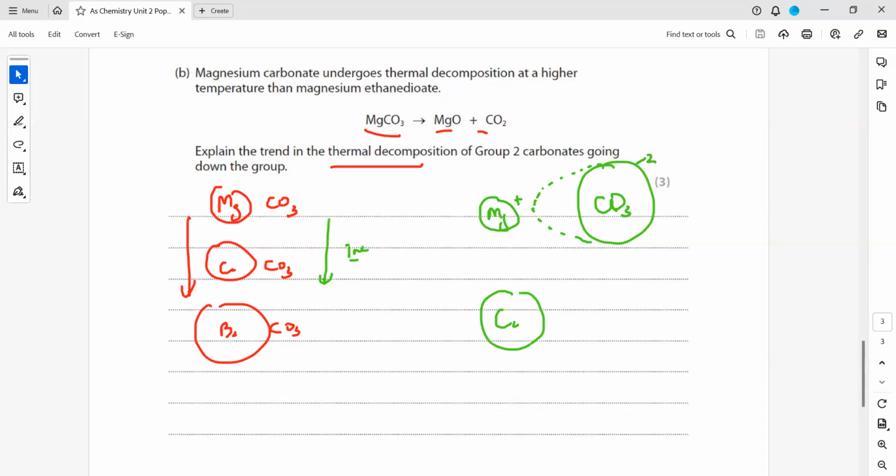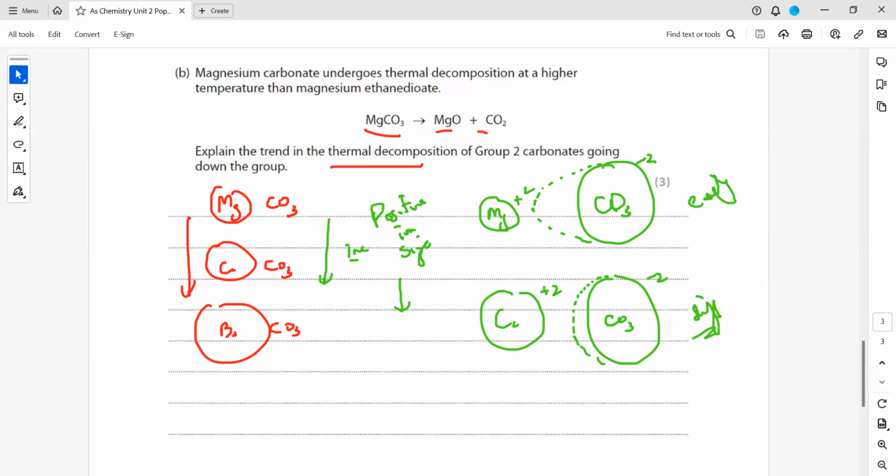But as the size of the positive ion increases, what will happen? The distortion will be less. So as we go down the group, the size of the cation increases. As the positive ion size increases, the distortion to the negative ion will be less. At the top, there will be greater distortion, but at the bottom, less distortion. As a result of greater distortion, it can easily decompose. Where there is small distortion, it will be difficult to decompose. So more polarization, easy to decompose; less polarization, difficult to decompose.